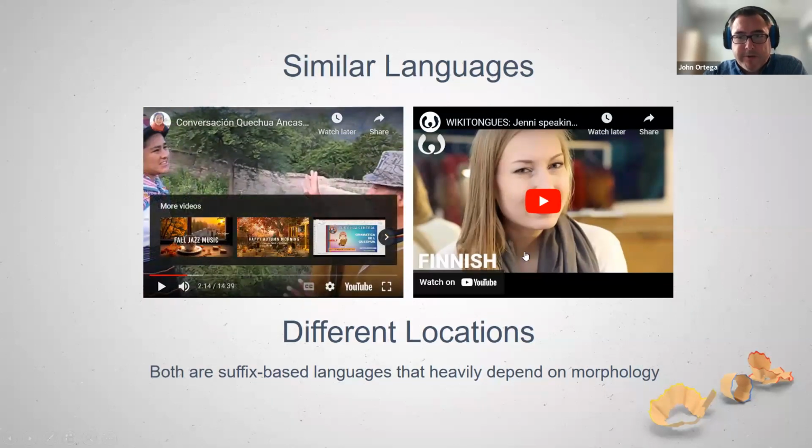So that's just a real quick excerpt. I'm not going to play the entire video. And then Finnish, which, believe it or not, is quite similar in many ways, grammatically and morphologically speaking.